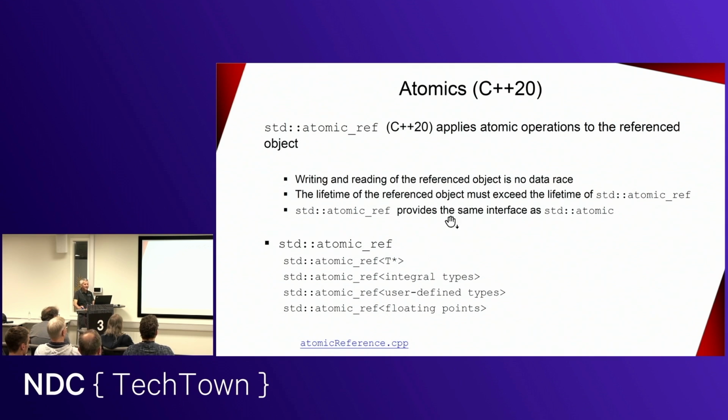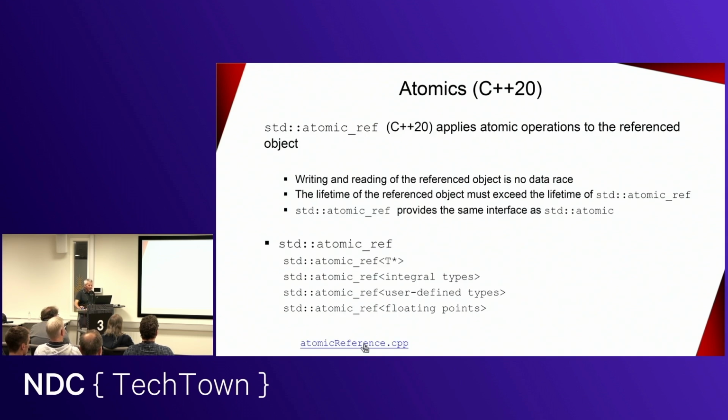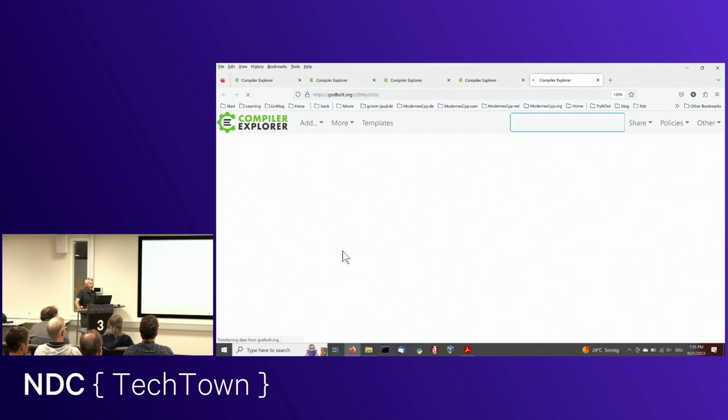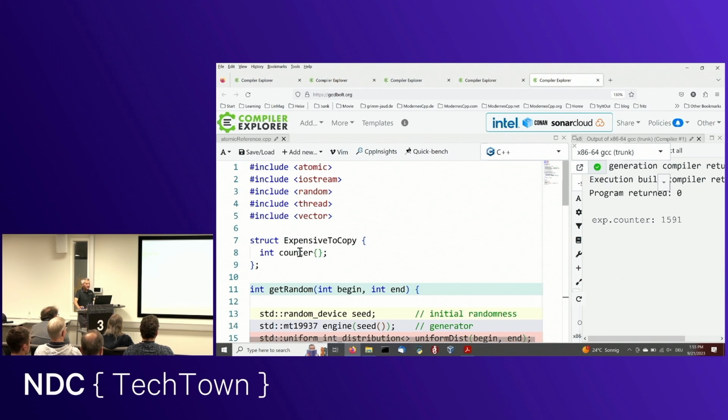And okay, this is what I already mentioned. Let me show you an example. No, this was wrong. Let me show you an example. Here I have a data type, and for some reason, it's expensive to copy. For some reason. And I want to increase this counter concurrently.